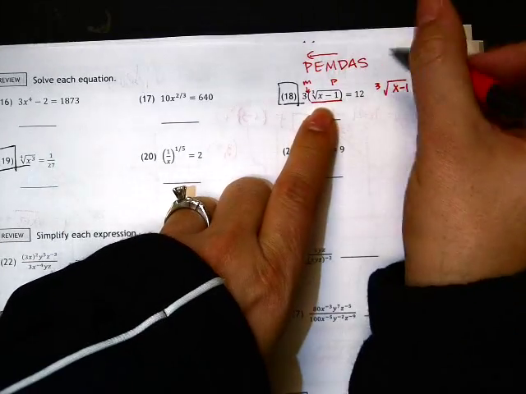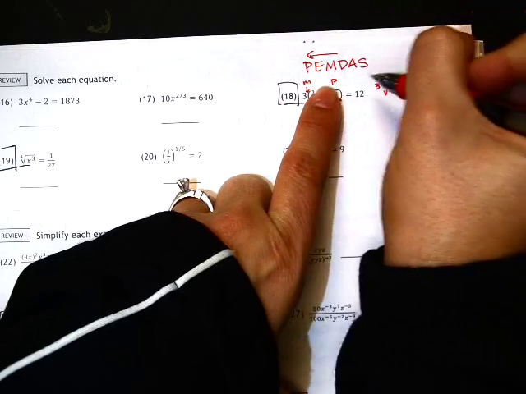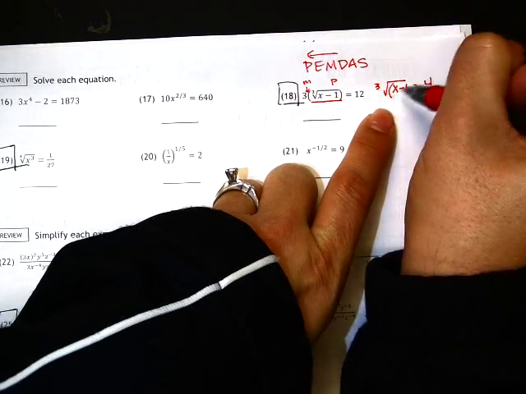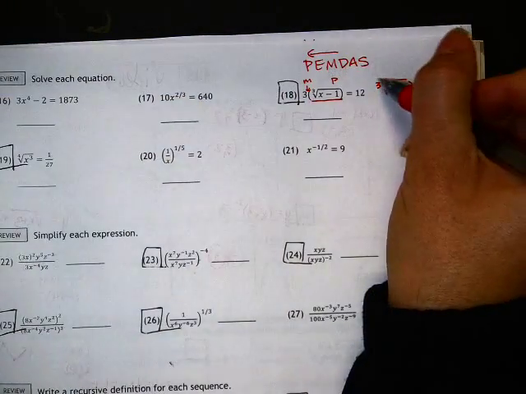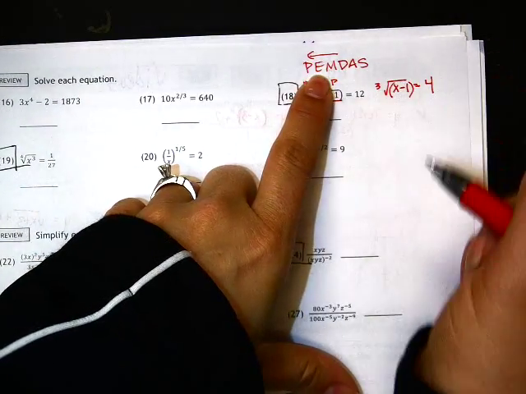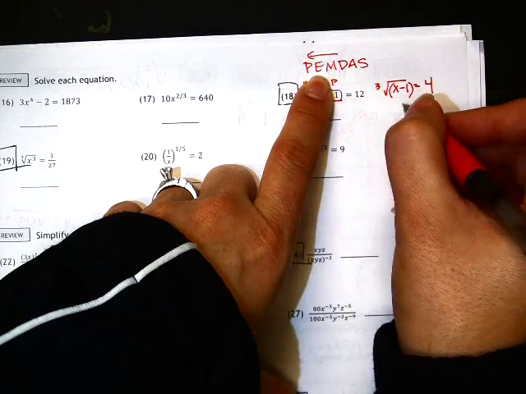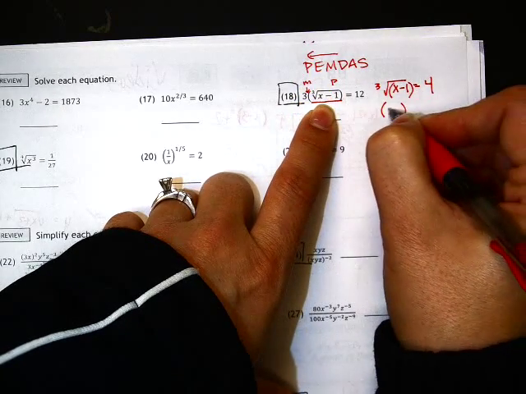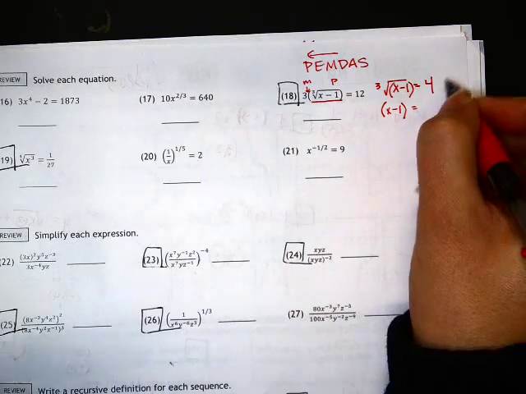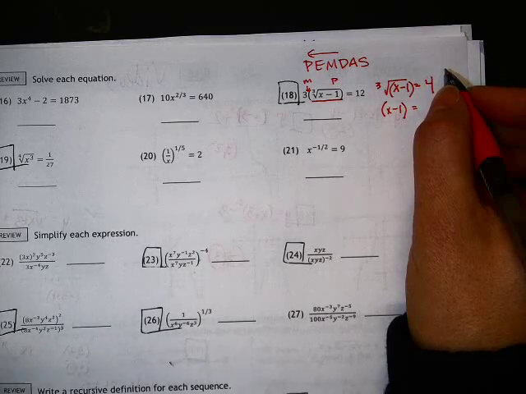And now the parentheses are gone. Now I need to undo my, well, technically this is still parentheses with an exponent. So I still need to undo that before I can get at this stuff inside here. So again, I need to undo this part here. This is cube root, so the opposite is cubing. So 4 cubed. 4 cubed is 64.